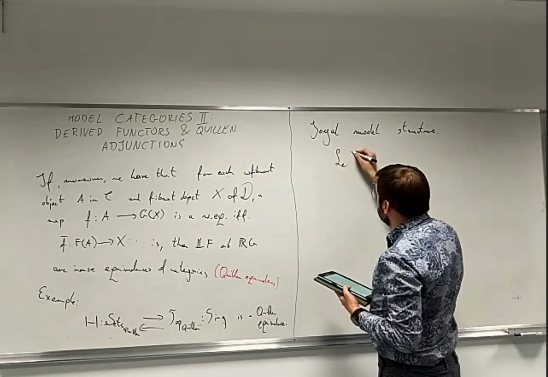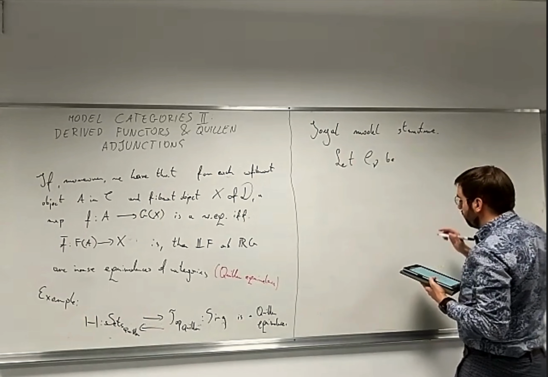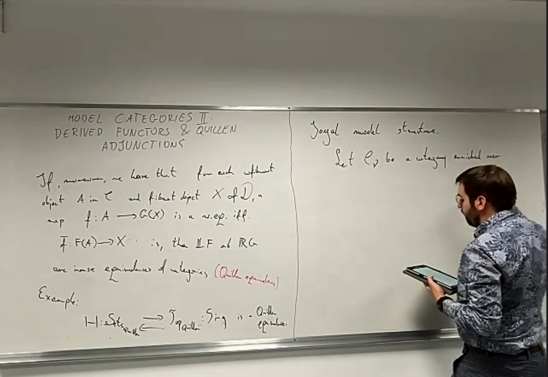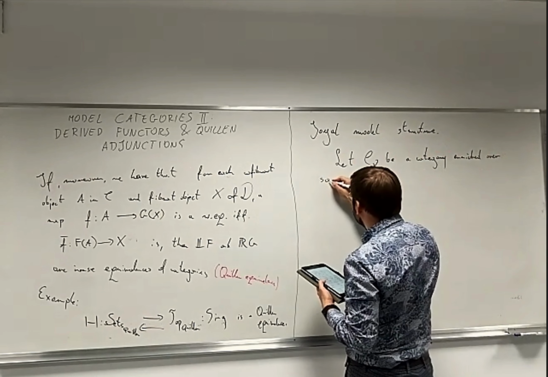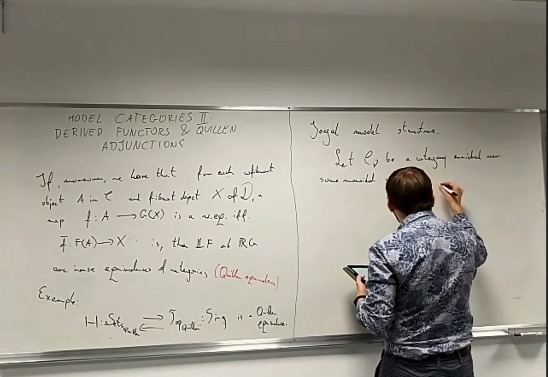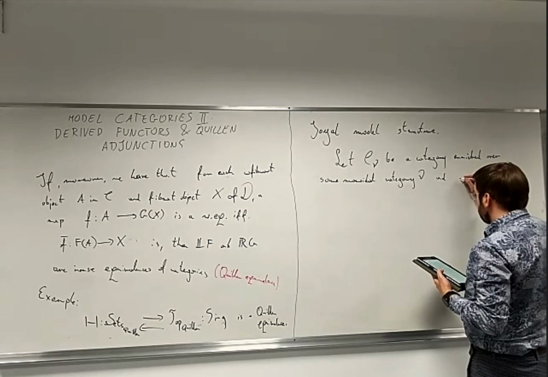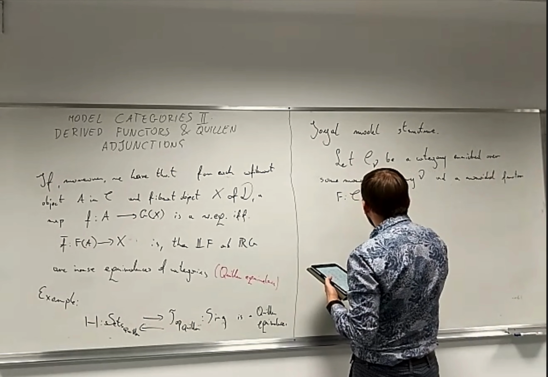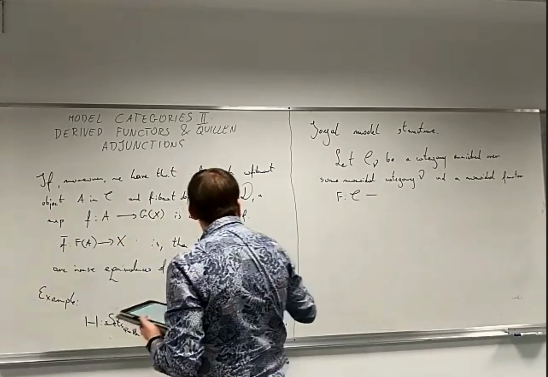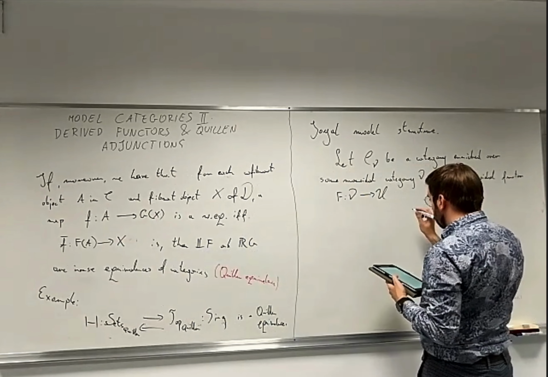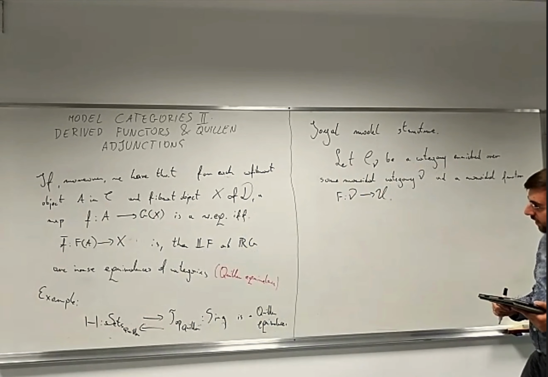give the following construction. So let C_V be a category enriched over some monoidal category V and a monoidal functor F from V to U. Yes, of course, it is a monoidal functor, so we are going to some other monoidal category U.